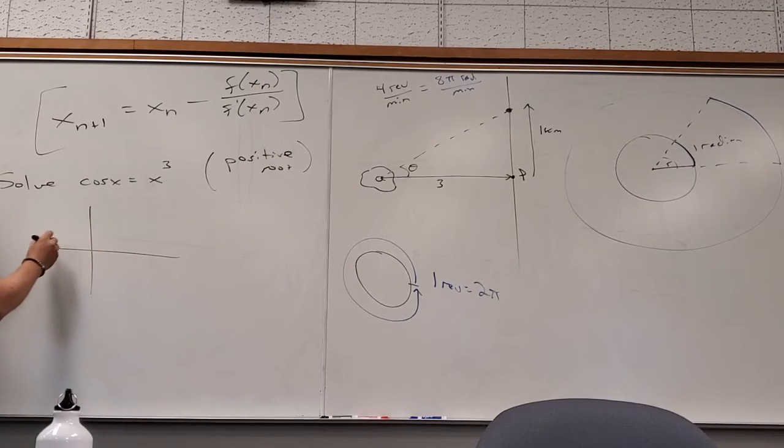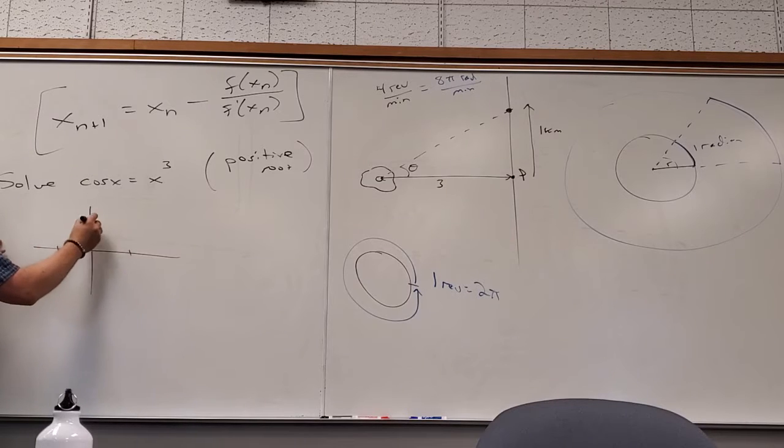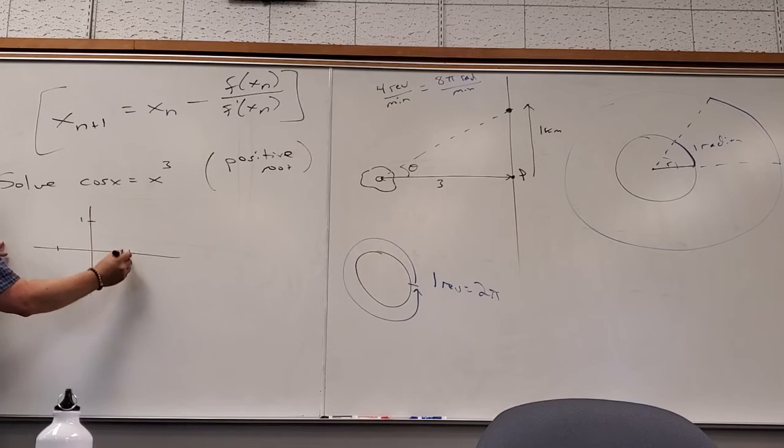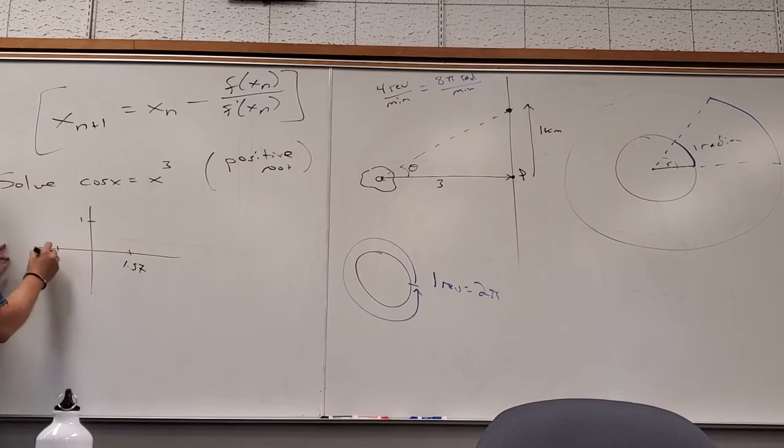So if I graph cosine x, where does it go to 0? Yeah, by half pi, so like 1.57.